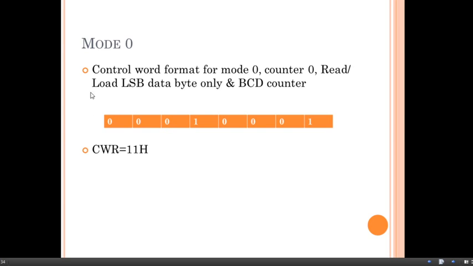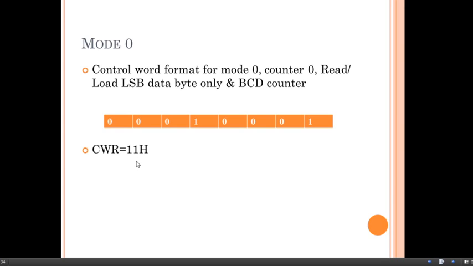So here, read or load LSB data byte, that's why here it is 0 1, and these 3 bits are for mode selection. For mode 0, these 3 bits are 0, and this last bit is for binary counter or BCD counter. So it is 1, that means this counter is our BCD counter. So according to that, for this control word register we have put the values, and we have calculated the value of control word register as 11H.